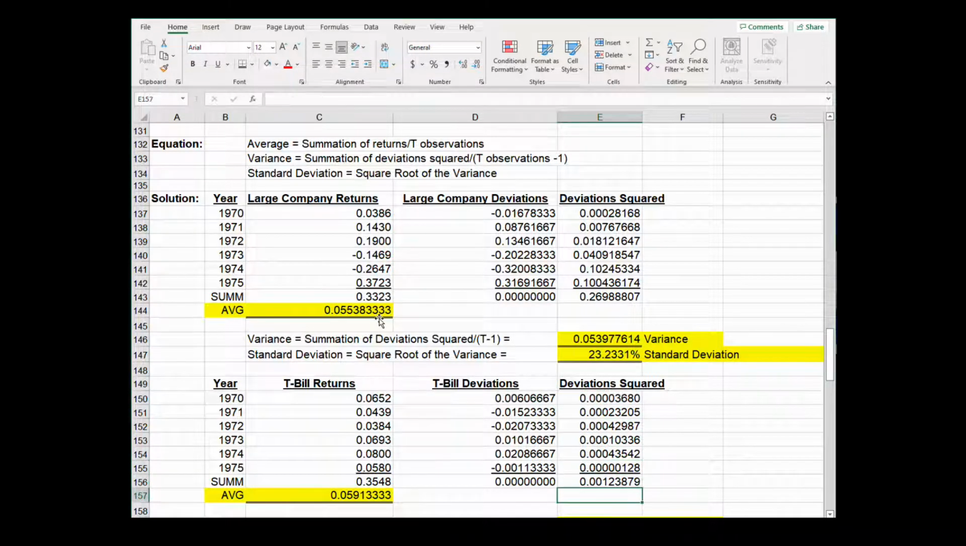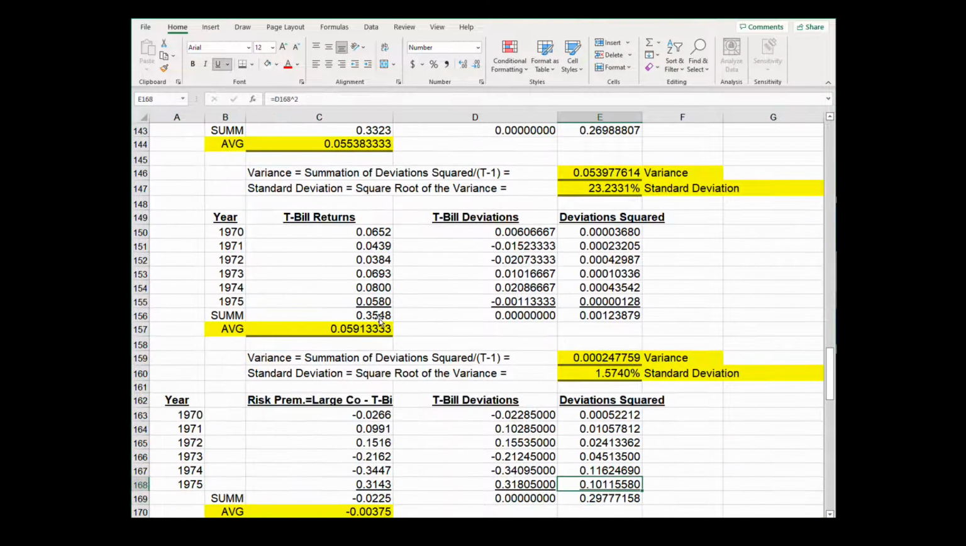Do the exact same process for T-bills. You can see the T-bill average was quite high over those 6 years of about 6%. I got that by taking the summation of the 6 years and divided it by 6 to get the average. So I take the 0.3548 summation of the T-bill returns, divide by 6, and I get an average of 5.9%, so quite high.